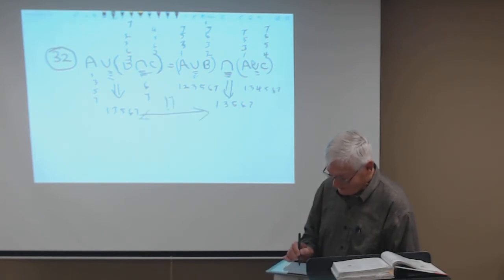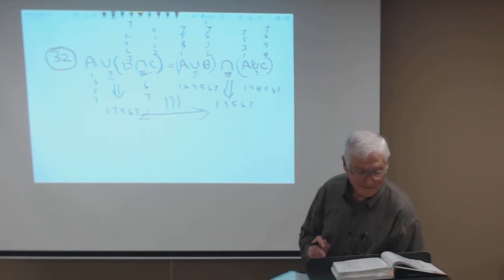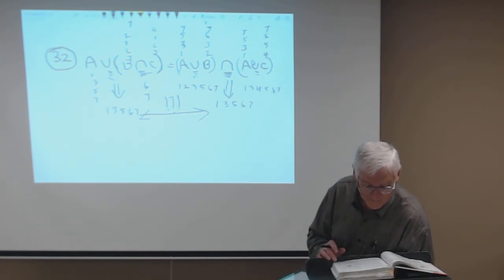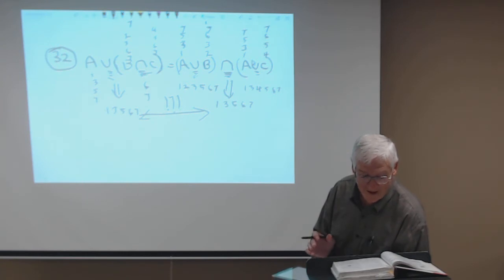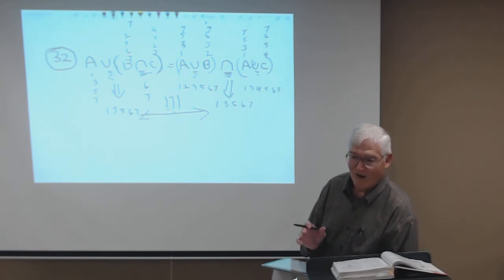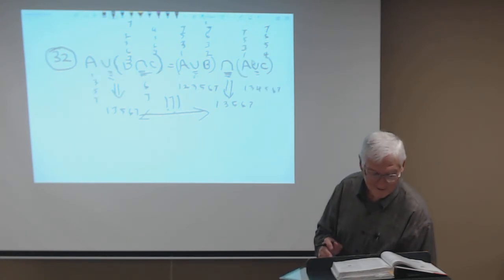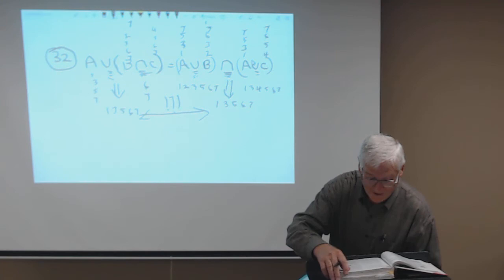How cool is that? Put that in the Nelson Atkins Museum of Art, because that is an example of the distributive law of operations. Cool. Okay.